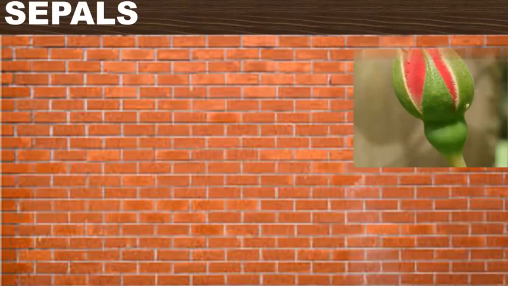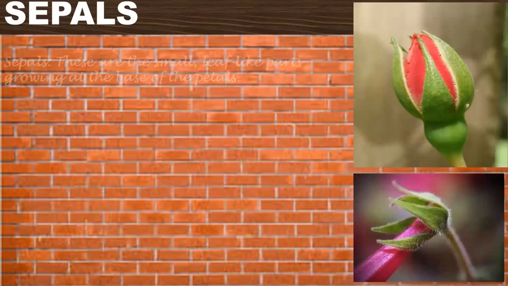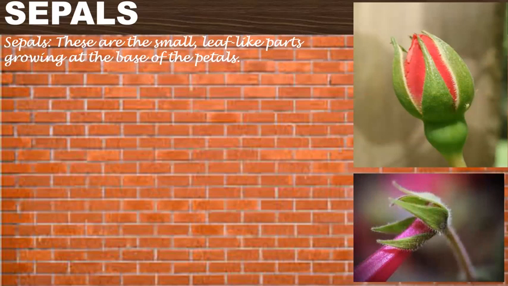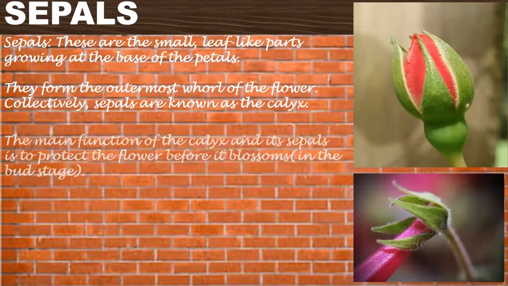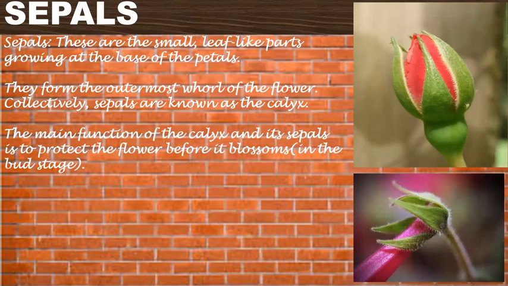Sepals. These are the small leaf-like parts growing at the base of the petals. They form the outermost whorl of the flower. Collectively, sepals are known as the calyx. The main function of the calyx and its sepals is to protect the flower before it blossoms when it is in the bud stage.